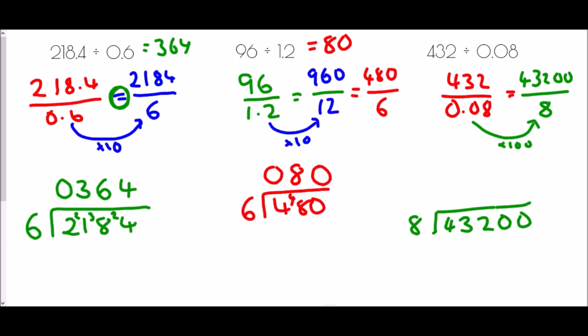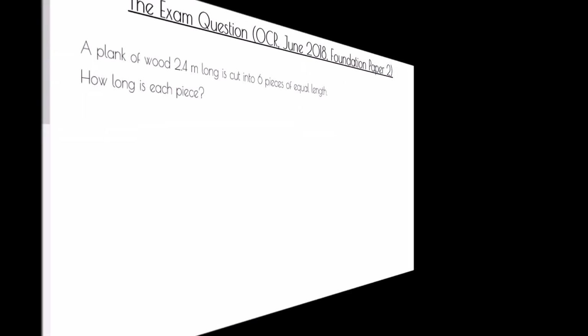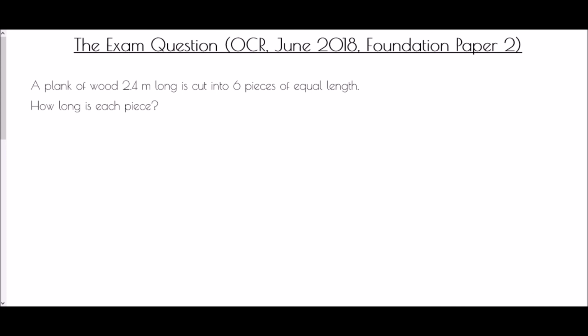How many 8s go into 4? Well, it is 0, with 4 left over. How many 8s go into 43? Well, that is 5, with 3 left over. How many 8s go into 32? Well, that is exactly 4. And how many 8s go into 0? We have our answer. The answer to that question is actually 5,400.